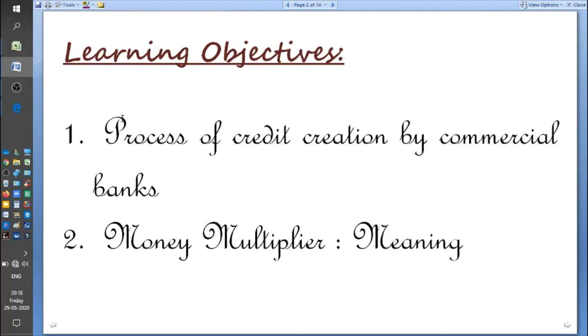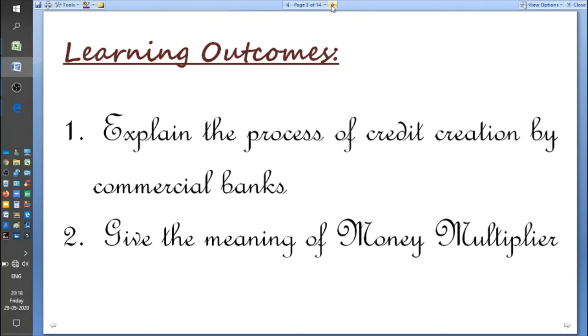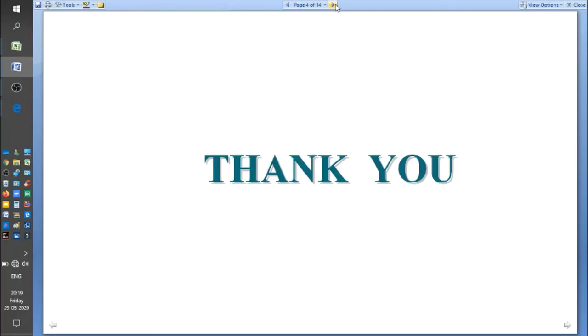So what have you learned? You've learned about the process of credit creation by commercial banks, and also you can define the concept of money multiplier. If it is 5, it means 5 times from the deposit the bank can multiply, can create, can supply money. Okay.